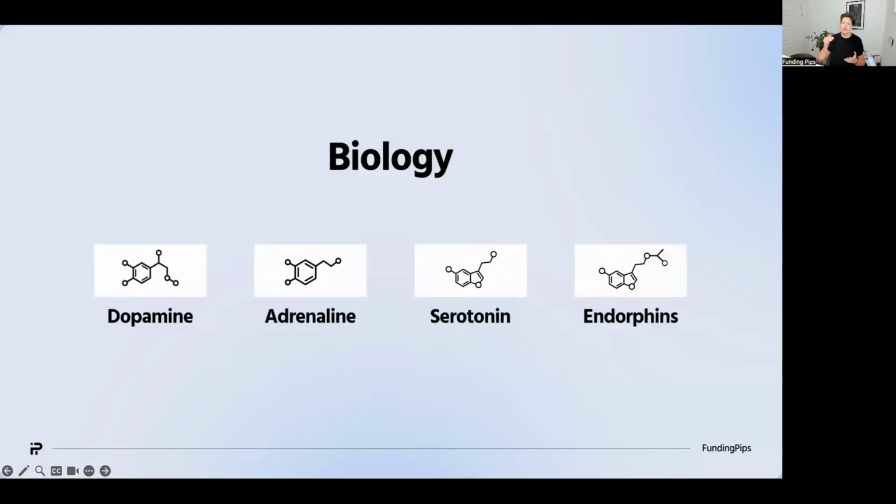And dopamine is a big one when it comes to traders, because it is all about how we perceive and receive pleasure and reward and what motivates us essentially. And it is responsible also for enjoyment.